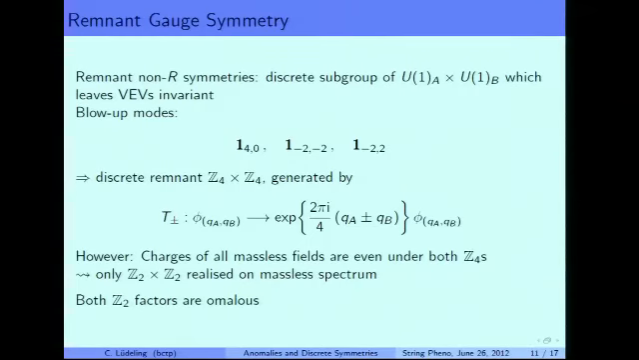Okay, now the remnant symmetries. For non-R symmetries, it's pretty simple. We have these blow-up modes. This leaves Z4 times Z4 invariant. At face value, you would think there's a Z4 times Z4 unbroken gauge symmetry. But the charges are all even, so basically it's a Z2 times Z2 symmetry on the massless spectrum.